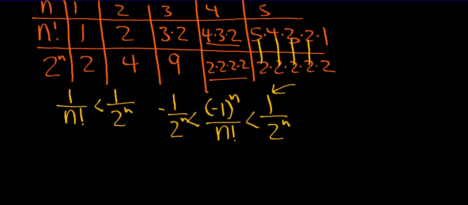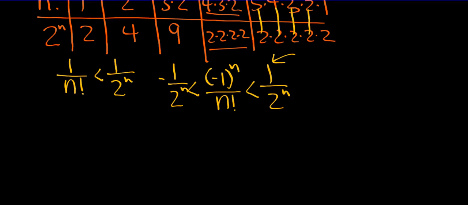Now, here's what we can find from this. Since this relationship is true, we can talk about the limit of 1 over 2 to the x, and you can show that that's 0. And also the limit of -1 over 2 to the x is 0. Well, that being the case, this limit is 0, and this limit is 0, and this is in between. So what you have is a situation where (-1)^n over n factorial is being boxed in between -1 over 2 to the n and 1 over 2 to the n.